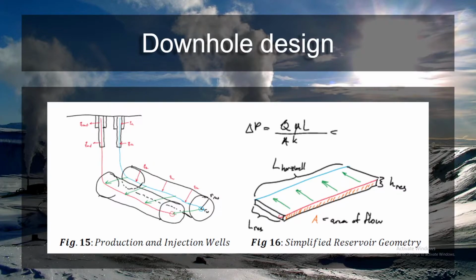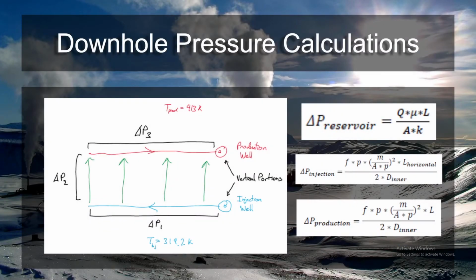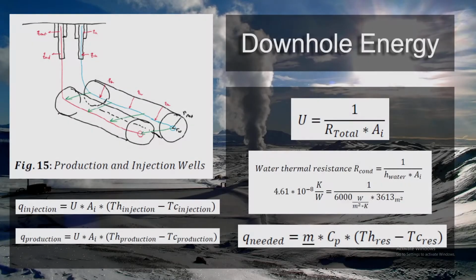For the downhole design, we considered an injection and production well, and then on the right there's a simplified design of the reservoir geometry. For the downhole pressure calculations, here's a top-down view of the breakdown of the different pressures, and then on the right we can see basically across the reservoir we use Darcy's law, and then for the injection and production horizontal sections we use the simplification of Bernoulli's equation where we only consider the pressure friction term.